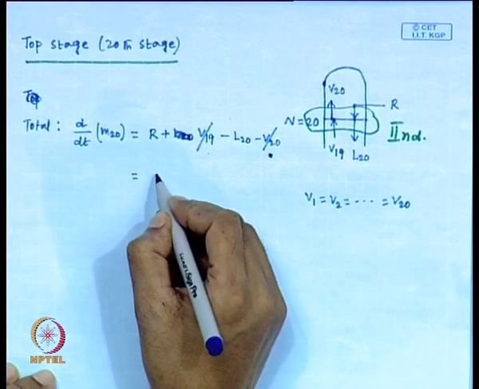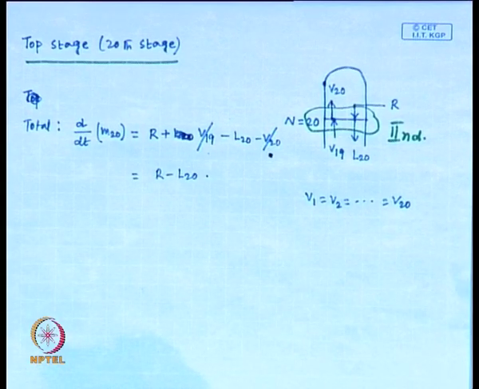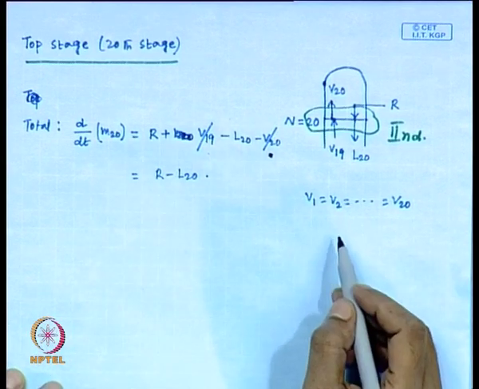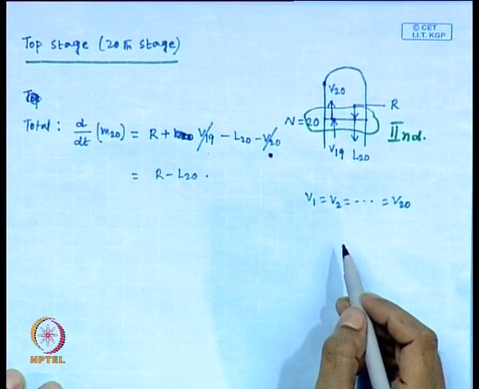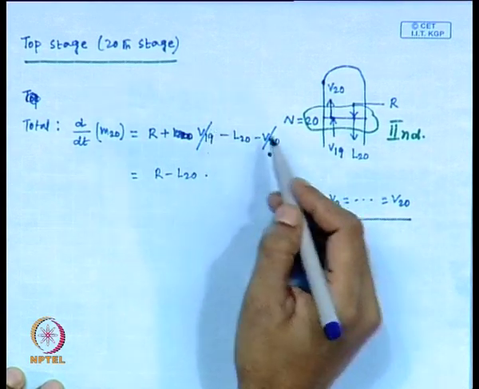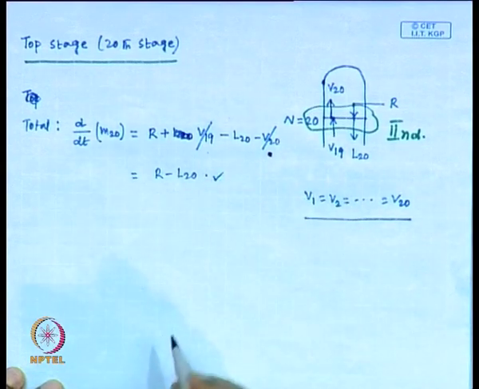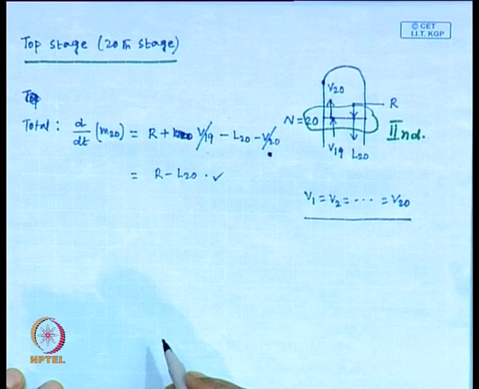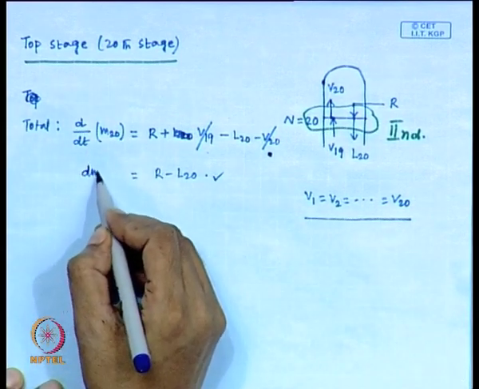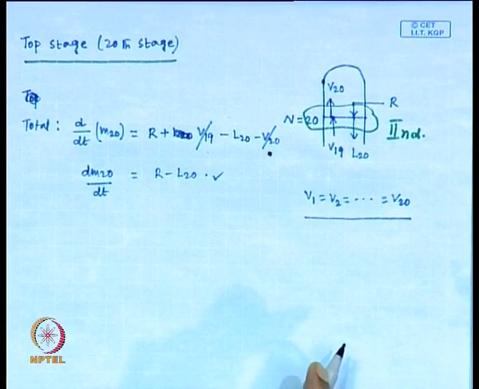Now, this equation reduces to R minus L20. Since based on assumptions 2, 4 and 5 we have concluded that all these vapor flow rates are the same, we have to cancel out V19 and V20. Then finally, we get the total mass balance equation dM20/dt equals R minus L20.